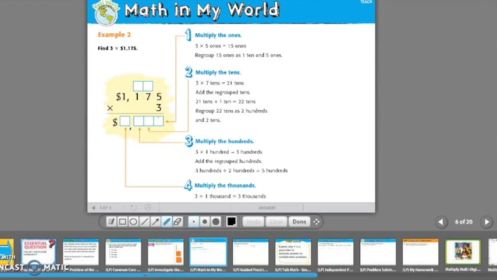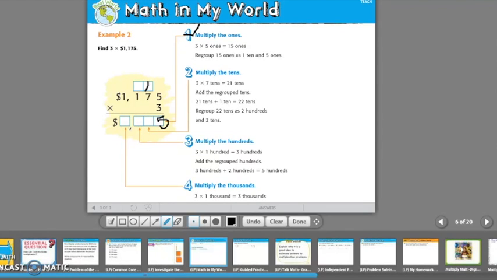Now, as we know, I can't write 15 in the ones place, so I write a 5 in the ones place because I still get to keep my 5 ones. But just like with my base 10 blocks, I would trade in the other 10 for a tens rod instead. So I'm going to now regroup that. I've done step 1. I'm going to check it off.